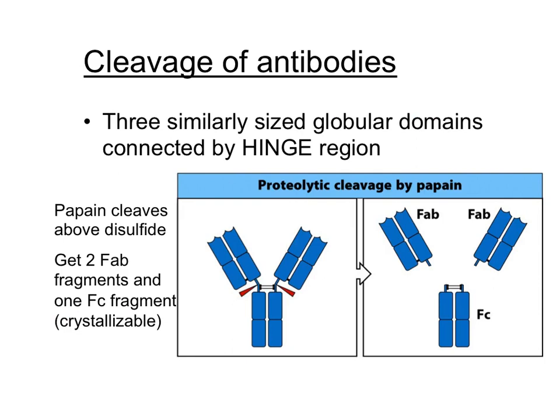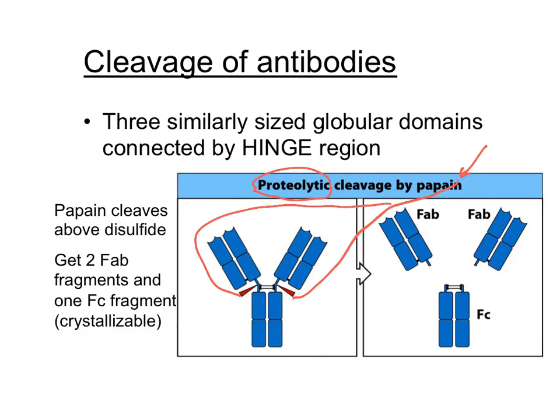Interesting research was done to examine the different domains, and specifically because they were trying to crystallize the protein to see what the structure looked like, they used different enzymes to cleave it, so different proteases. So they looked at proteolytic cleavage, and in this case they used an enzyme called papain, and that enzyme happened to cut just above the disulfide bond in the FC region.